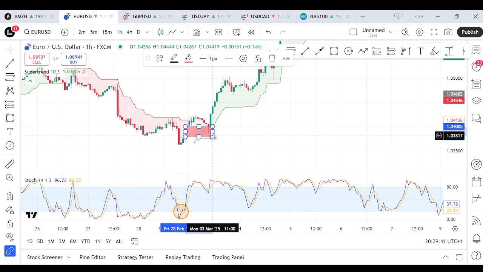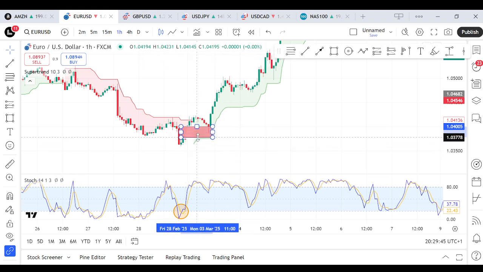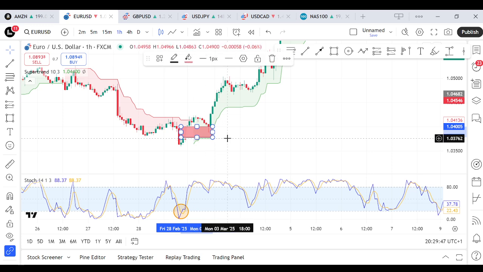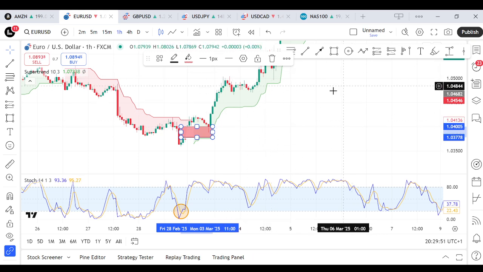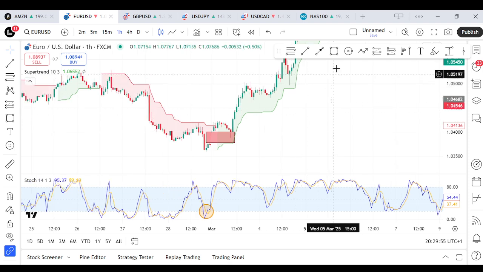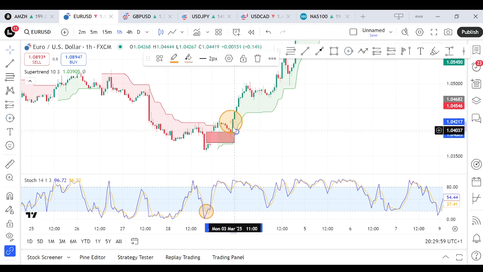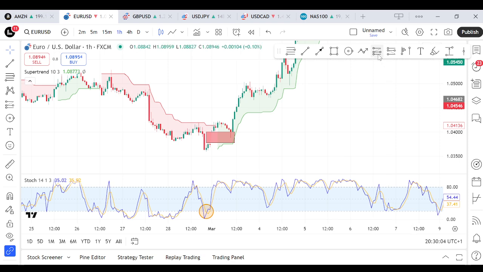Remember, after the oscillator gives us our signal, and also the SuperTrend gives us our signal, we should look for candlestick patterns or extra price action confluences, which we can use to take our trades. We have a bullish engulfing here, which we can also use to take our trades. So there are so many ways we can enter this buy trade, which is about to happen here.